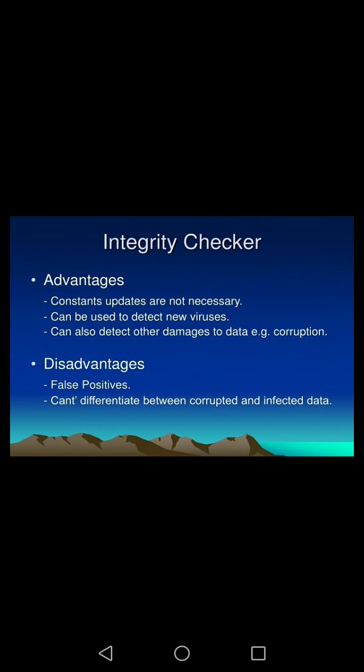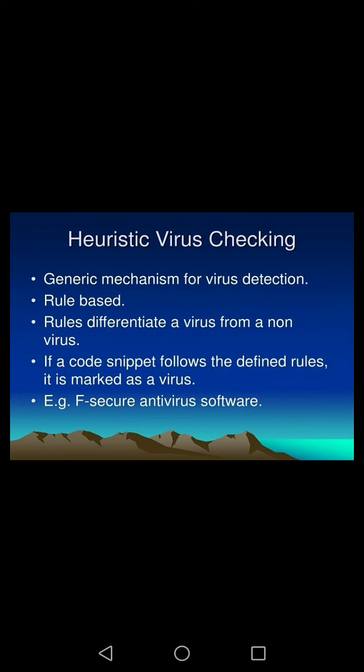Integrity checker. Advantages. Constant updates are not necessary. Can be used to detect new viruses. Can also detect other damage to data. If there is any other kind of corruption or corrupt files, the antivirus also detects those files. Disadvantages. False positives, it cannot differentiate corrupt and infected data. They cannot explain which kind of data has been corrupted or interrupted in your computer. This is a big disadvantage.